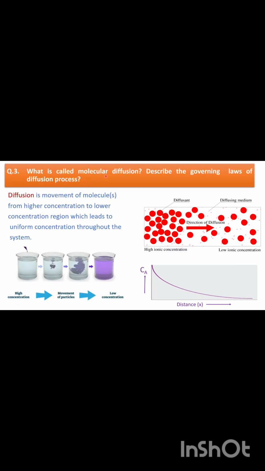What is called molecular diffusion? Describe the governing laws of the diffusion process. Diffusion is a movement of molecules from a higher concentration to a low concentration region, which leads to uniform concentration throughout the system. Suppose at time equal to 0, a small amount of dye is added in water. After some time, the concentration of dye becomes the same everywhere, and this is how concentration varies along the path of diffusion.